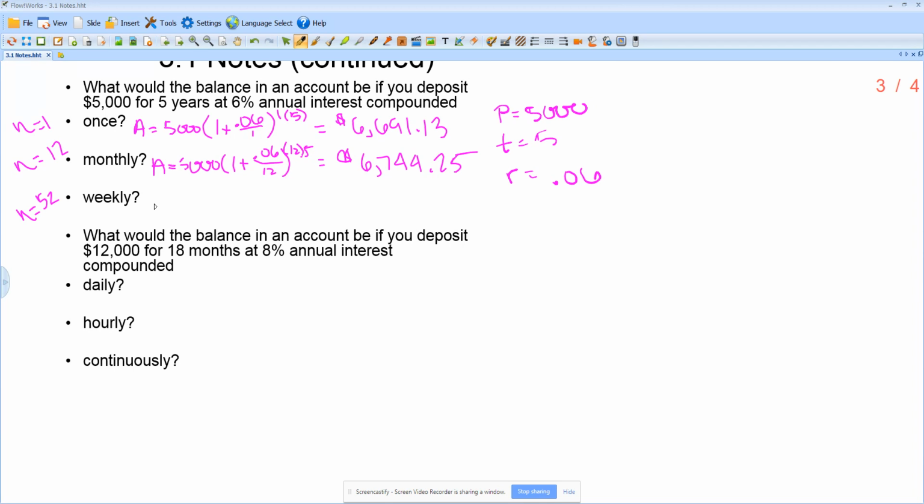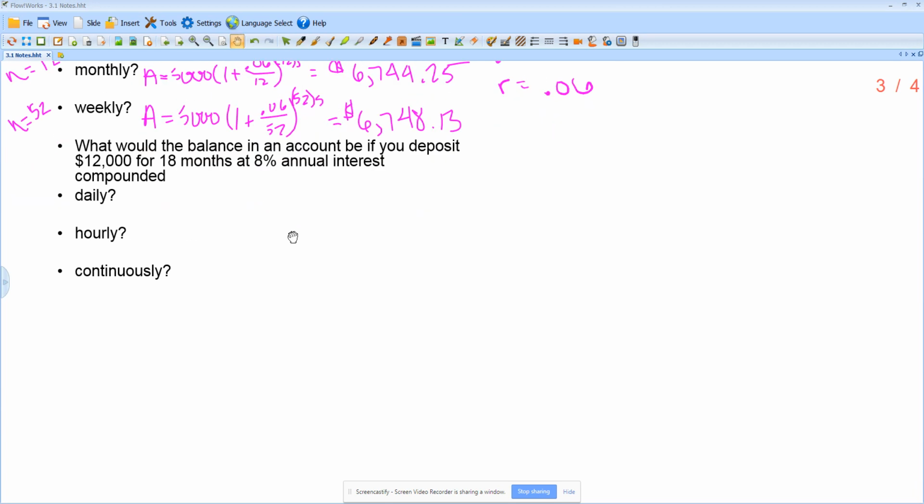If we were to compound weekly, we'd have A equals 5,000 times 1 plus 0.06 over 52 to the power of 52 times 5, which now gives me $6,748.13. So not a huge jump going from monthly to weekly. We saw a big jump going from once to monthly, though.